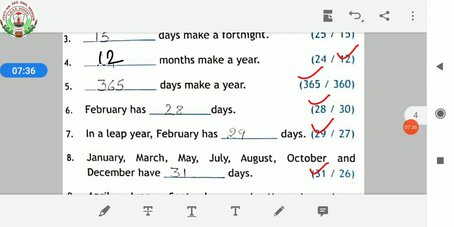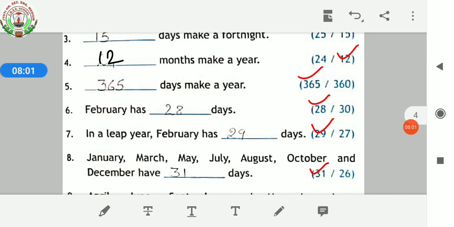Sixth, February has dash days. In the bracket it is given 28 and 30. Both days are there. So we know that in the month of February it is having 28 days. So you have to tick over 28 and write it down in the blank 28. So February has 28 days.